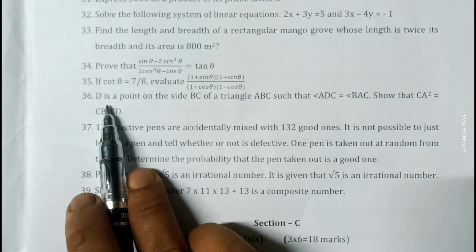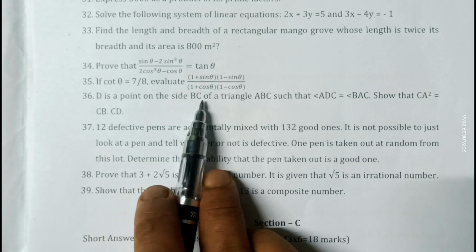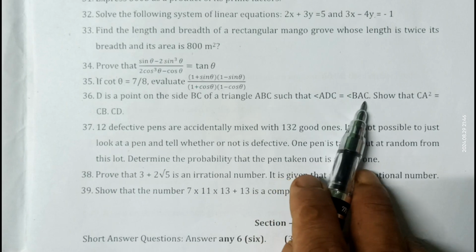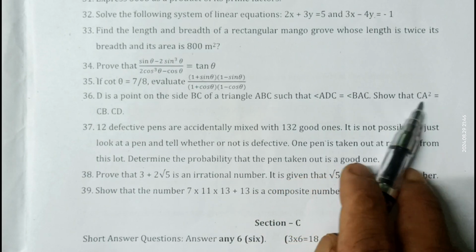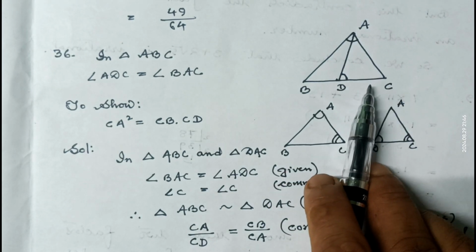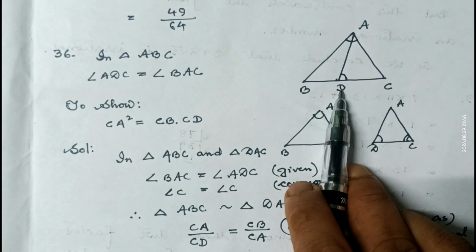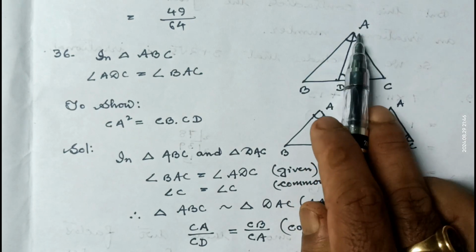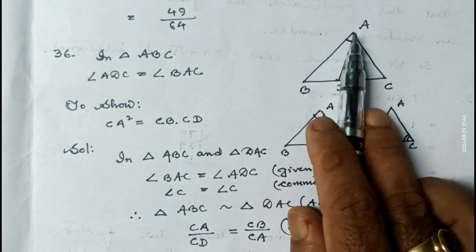Question number 36. D is a point on the side BC of a triangle ABC such that angle ADC is equal to angle BAC. Show that CA square is CB into CD. Here we can consider ABC as the triangle, and as given in the question, D is a point on side BC in such a way that angle ADC is equal to angle BAC.